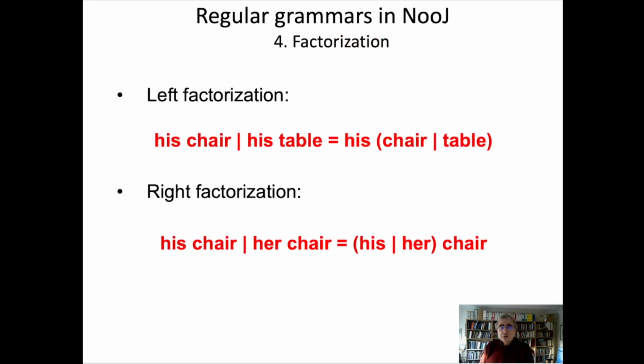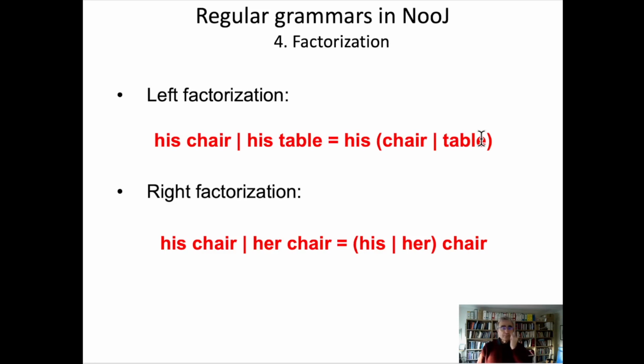So as we saw, we can use the parentheses to override, I would say, the default priority. We can also use it to factorize some expressions, some grammars. For example, instead of typing "his chair | his table", we can factorize this expression by writing "his" followed by opening parentheses, "chair | table". So this is the left factorization.